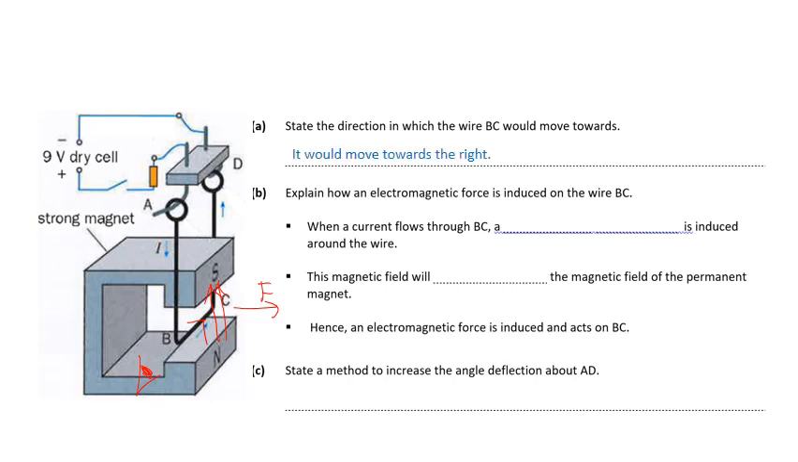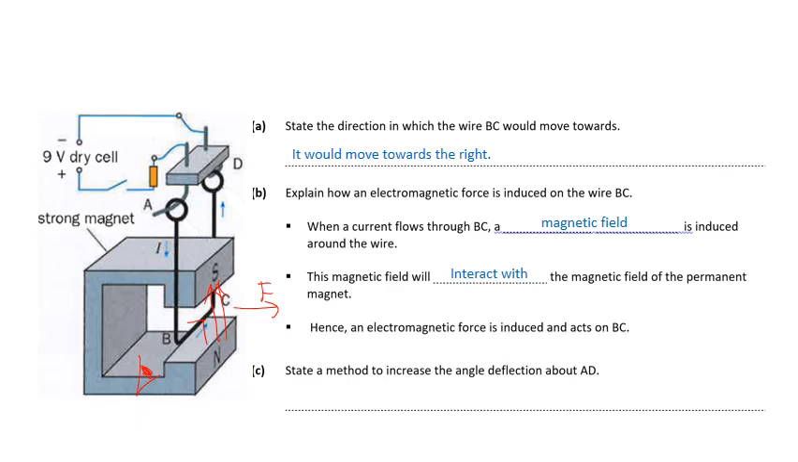If you have to explain, I remember we talked about the explanation of how forces are induced on the wire. First, we must say that when there's a current flowing through BC, a magnetic field is induced around the wire itself. This magnetic field will interact with the magnetic field of the permanent magnet. Hence, due to this interaction, an electromagnetic force is induced and acts on BC.